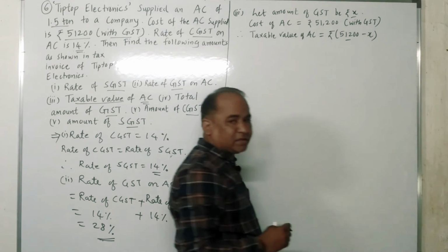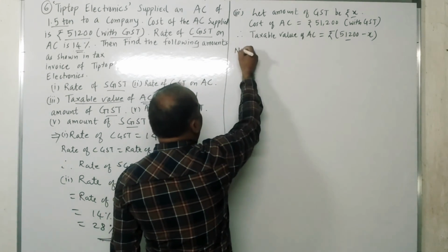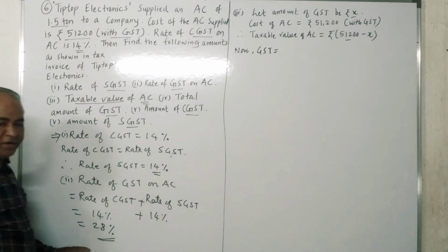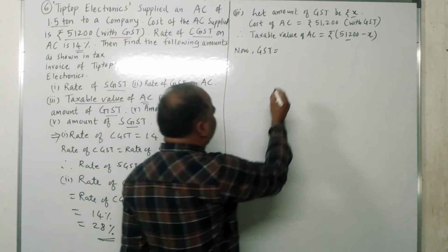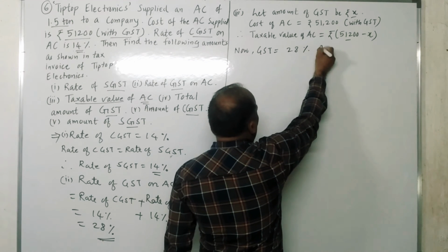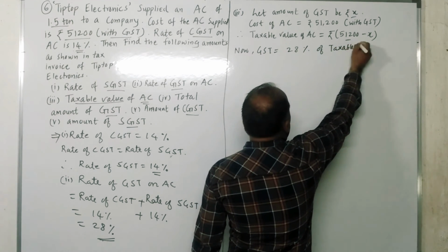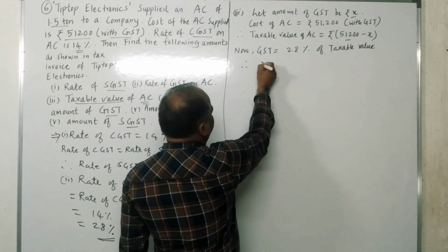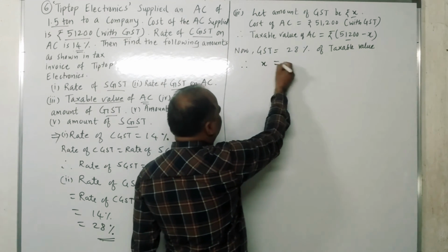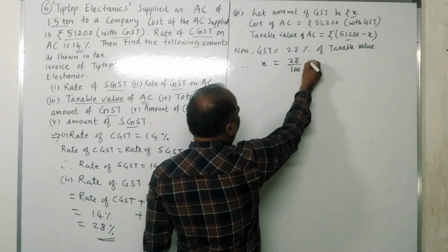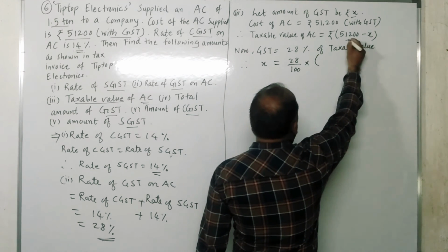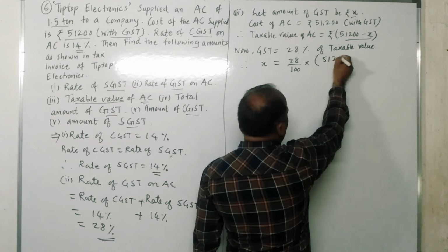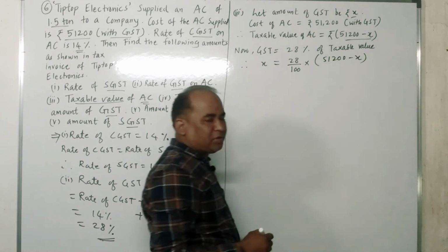51,200 minus X is the taxable value of the AC. Now GST is how much? 28%. So 28% of taxable value, that is the GST we have as X. X is equal to 28 upon 100 into the taxable value, which is 51,200 minus X. That is the taxable value.